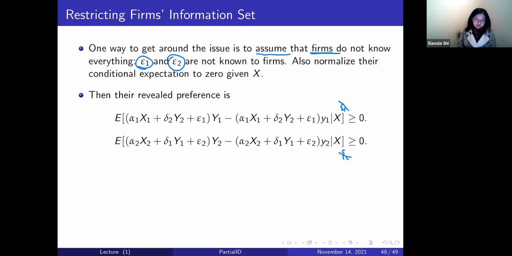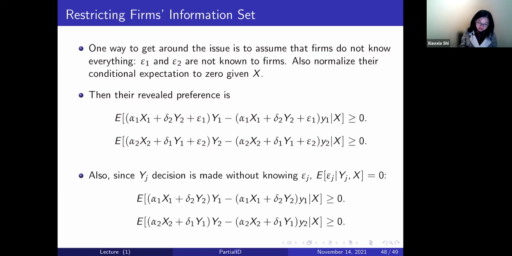moment condition models. And not only that, but also because the firms do not observe epsilon 1, epsilon 2 when they choose their action, the actions also do not depend on the epsilons, right? And therefore it's maybe credible to say that the epsilons are mean independent of the actions and the X variables, right? Because the epsilon is realized after the action is taken, okay? Then once you make this assumption, you can get rid of the epsilons from the model, and you have a set of moment inequalities that only depend on observables, and these are empirically feasible. You can take these to the data to estimate the alpha and the deltas.